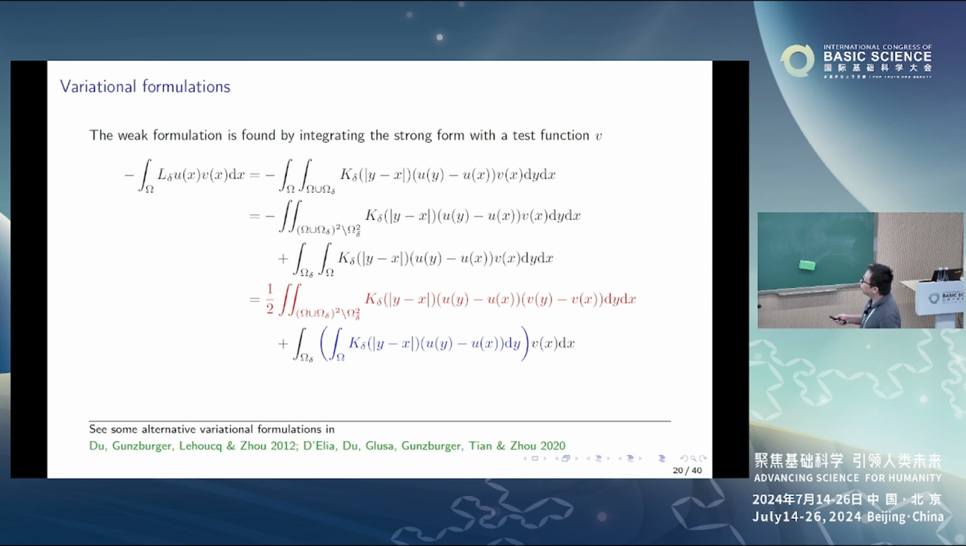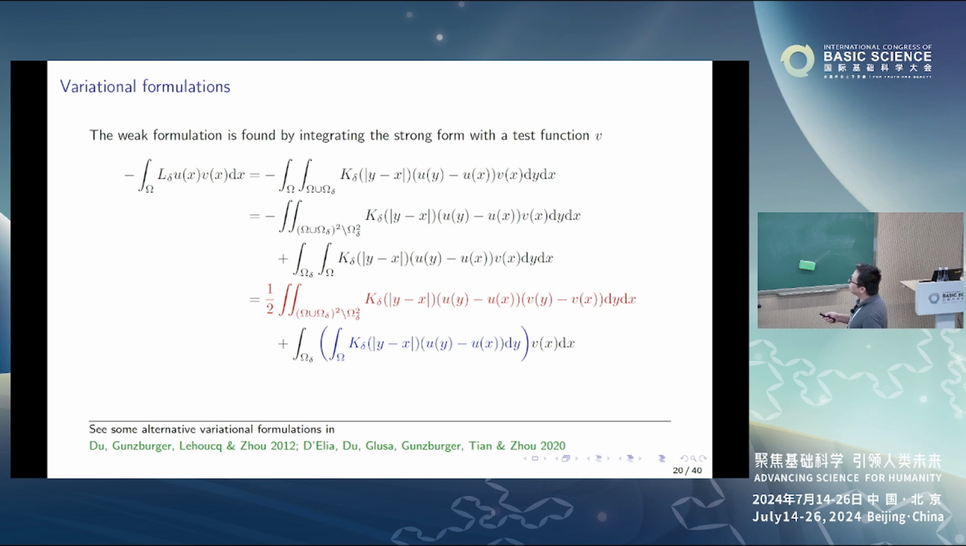The outer integral is over omega. The inner integral, by definition, is over omega union omega delta, and that's the kernel times u(y) minus u(x) times v. Then we split this integral into two parts. The first part is a symmetric part, so we write it as the double integral over omega union omega delta square, excluding omega delta square.